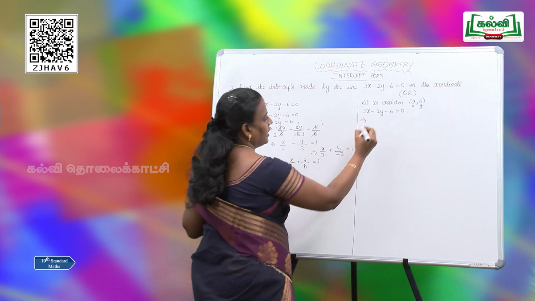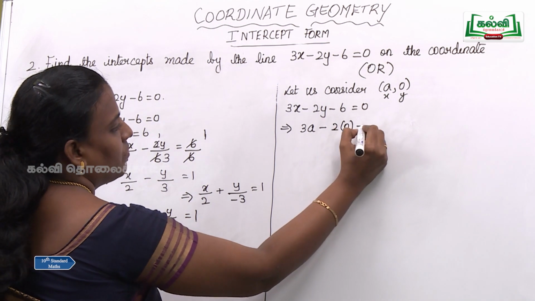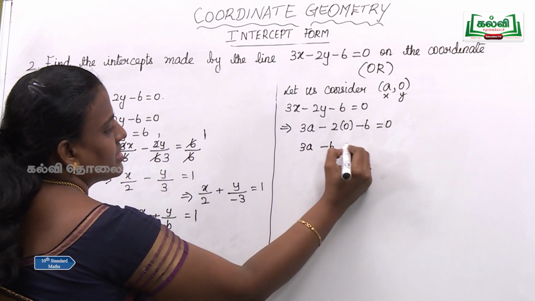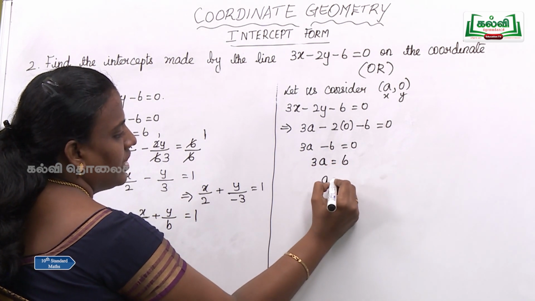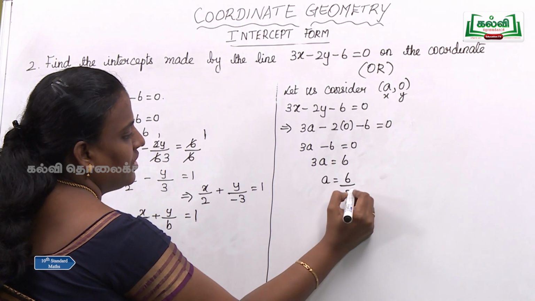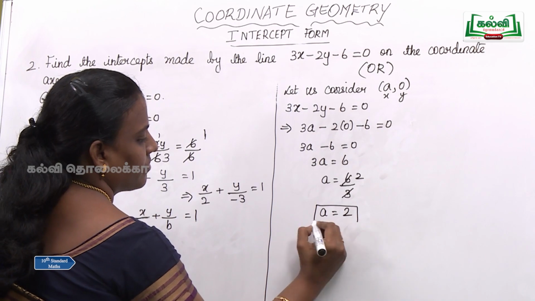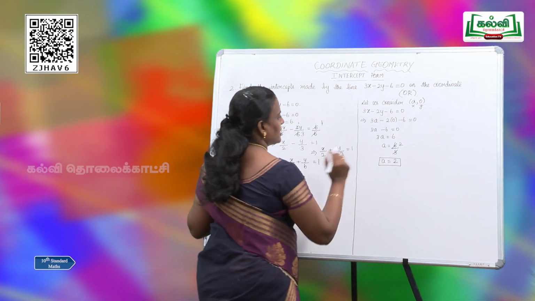So what do I get? 3a minus 2 into 0 minus 6 is equal to 0. So 3a minus 6 is equal to 0. So 3a is equal to 6. A is equal to 6 by 3. When I cancel, I get the value A is equal to 2. Understood? Are you getting the same answer? A is equal to 2.